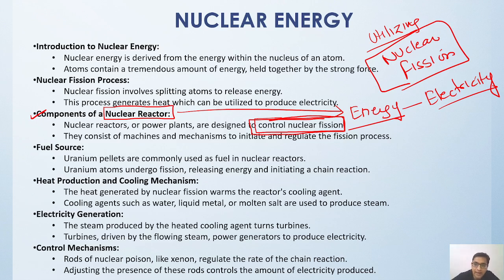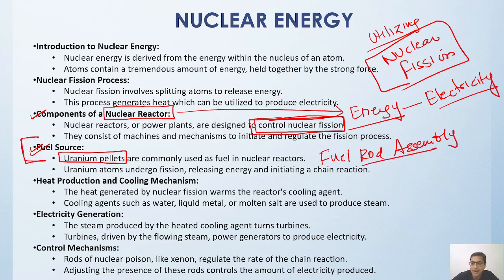There are a lot of mechanisms, and we will discuss how this works. What is the fuel source that we are utilizing? Uranium pellets are utilized as the fuel source, used in the nuclear reactor in the form of a fuel rod assembly. Don't worry about all these things, because I have a schematic and pictorial diagram for all of them.